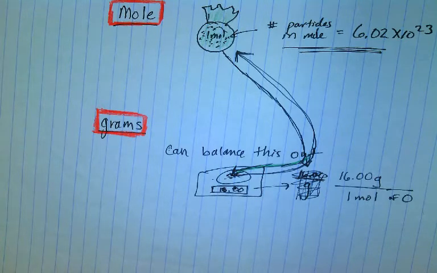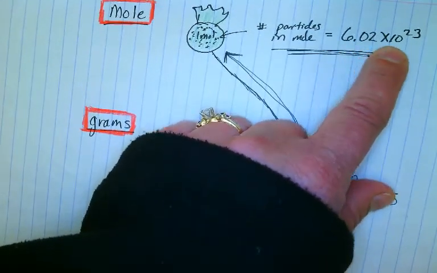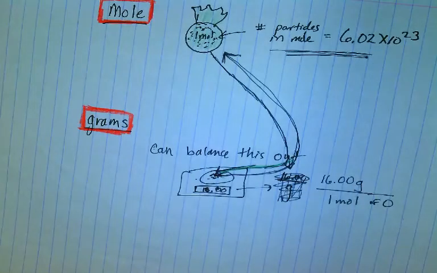Do you have any questions on what a mole is? So now every time I say mole, what's going to pop into your head? A Ziploc bag of little particles, and that Ziploc bag has 6.02 times 10 to the 23rd, that many parts in it. Does that make sense?